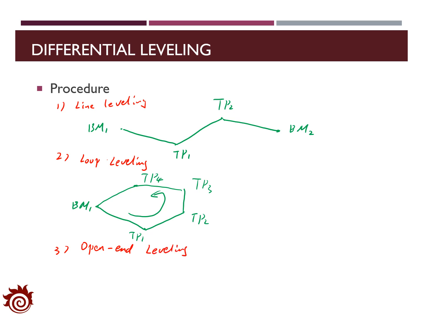With that one, we will start from one benchmark and then go through multiple turning points. And in this measurement, it will end at one turning point, which we don't know the elevation of. So that's the three types of differential leveling procedures.